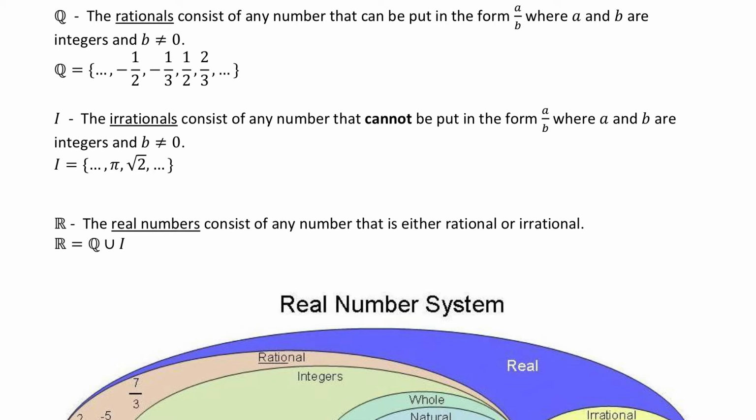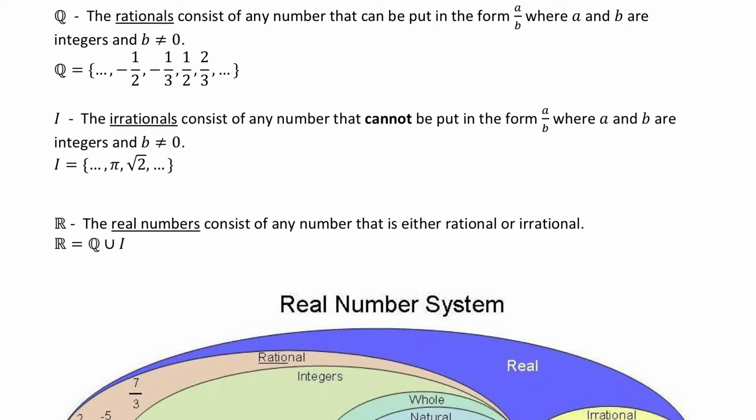And then there were other numbers as well that didn't quite fit the rationals. We also have the ancient Greeks to thank for this. Irrational numbers consist of numbers that cannot be put in the form of a fraction, a over b. And so, for example, the square root of 2 is a classic irrational number, as is pi, and many others.